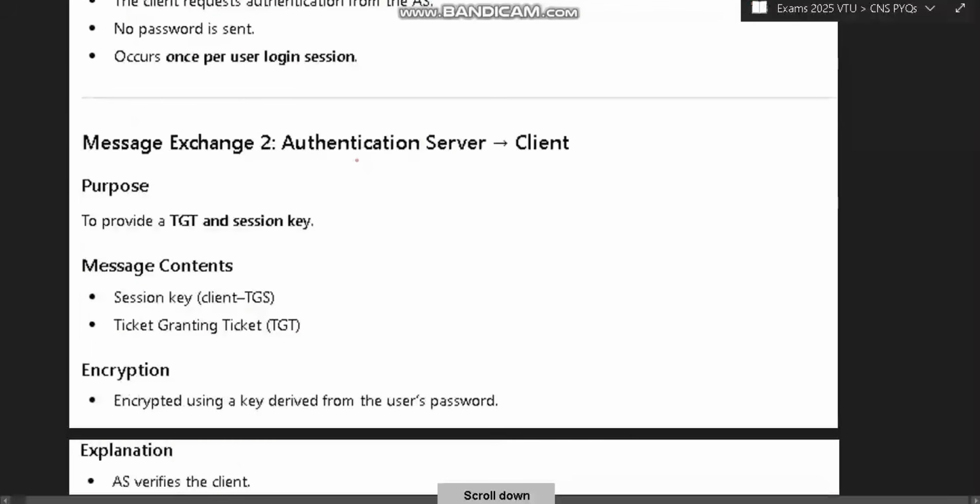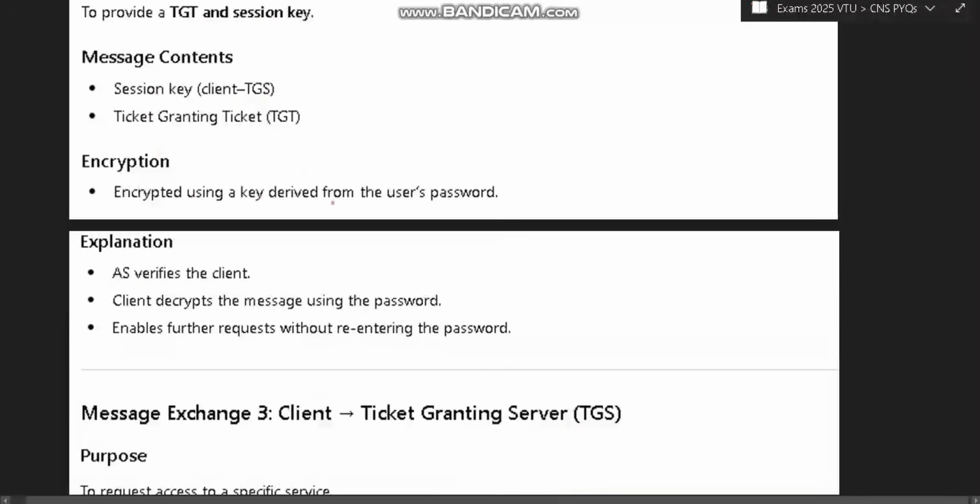Second, the authentication server replies back to the client with a TGT, the ticket which was requested, and a session key. So the message contains the session key and the TGT. Encryption also happens using the key derived from the user's password. The AS verifies the client first, and if the client is verified, the client decrypts the message using the password after the AS has sent the reply and the client has received it. After that, the decryption enables further requests without re-entering the password.